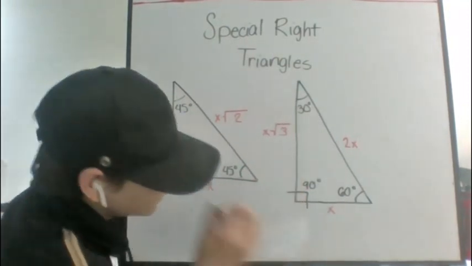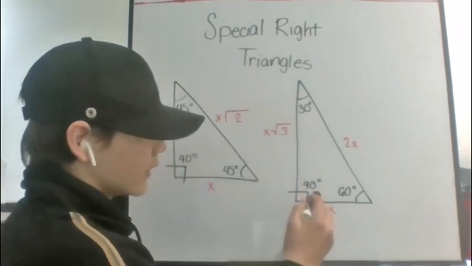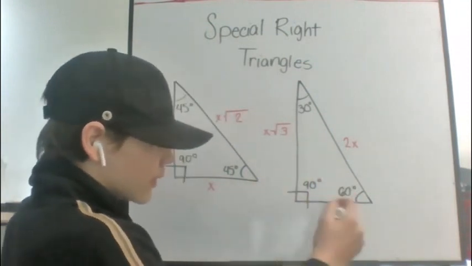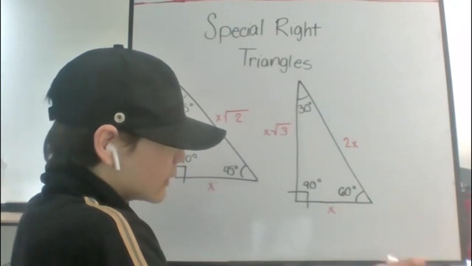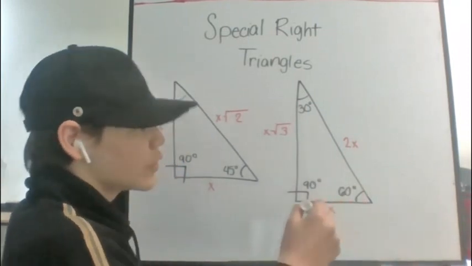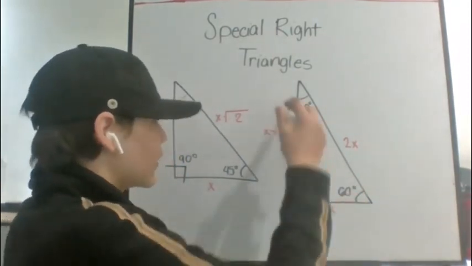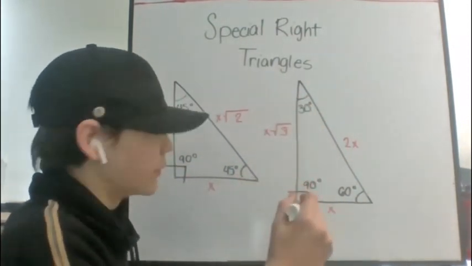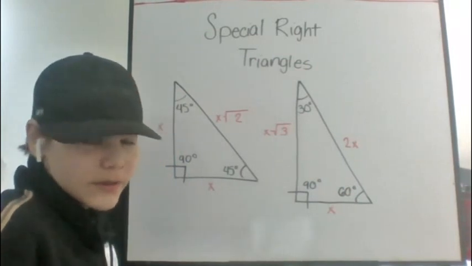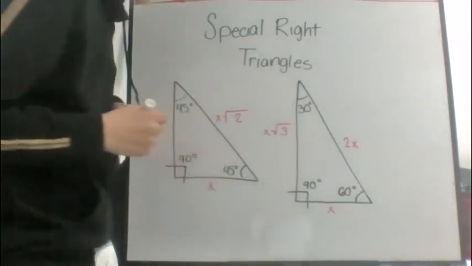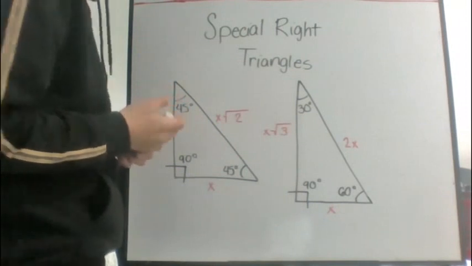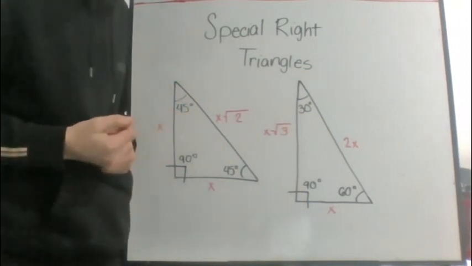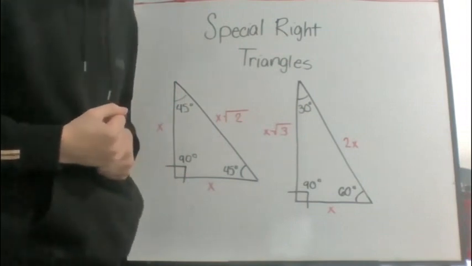Okay, the next one is the triangle of 90 degrees, 60 degrees, and 30 degrees. In this triangle, the bottom part is going to be as it is. The hypotenuse is going to be multiplied by 2. But this side over here is going to be multiplied by the square root of 3. It might look a little bit difficult or confusing when you're seeing it, but once you're doing the problems, it's going to be really easy. So without saying anything else, let's move on to the problems.